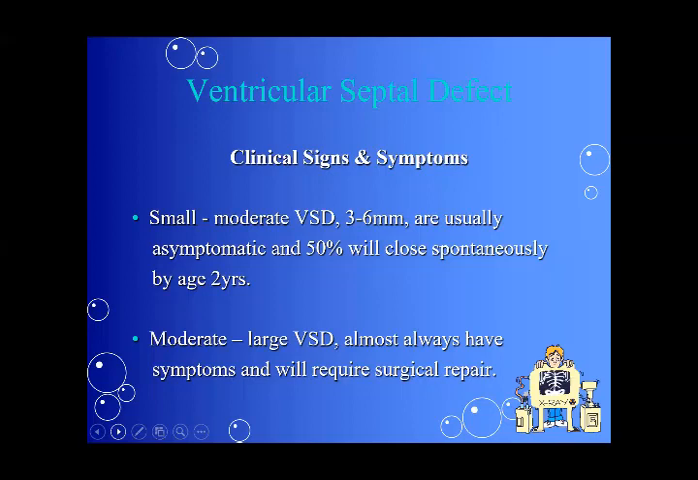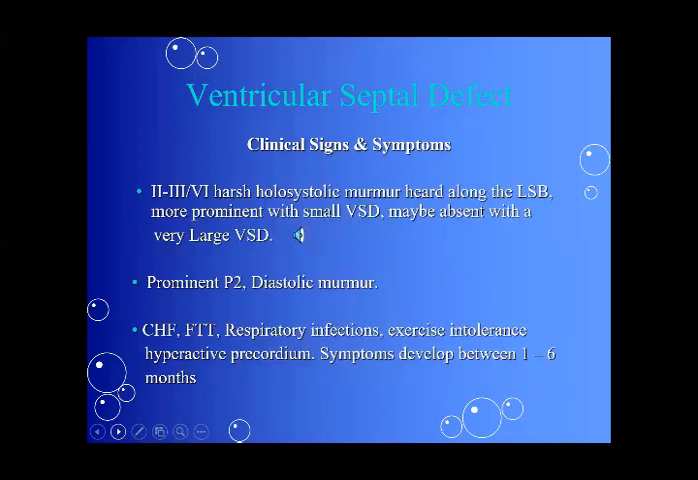The moderate or large VSD almost always has symptoms and will always require surgical treatment. A 2 to 3 by 6 harsh holosystolic murmur is usually heard along the left lower sternal border, but sometimes it can be heard along the upper third sternal border as well. The apex beat is usually shifted and prominent, and sometimes a hyperdynamic precordium is present.